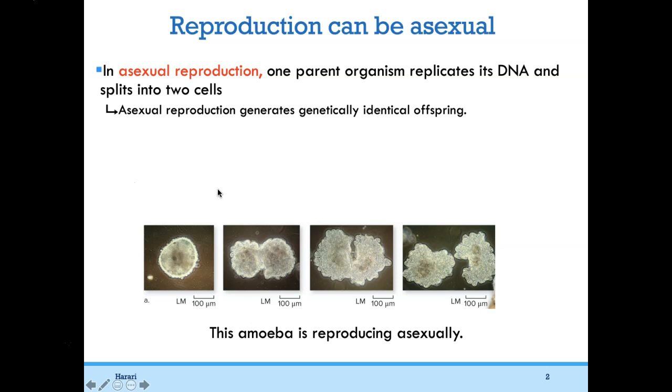So for example, here's an amoeba parent. This parent has to double its DNA. They split. And that's it. That's the end. Now we have two daughter cells that are identical to the original parent. So this is asexual reproduction. It's the same idea as mitosis or binary fission.